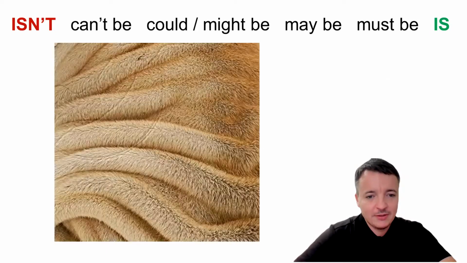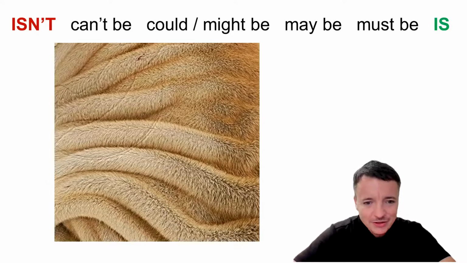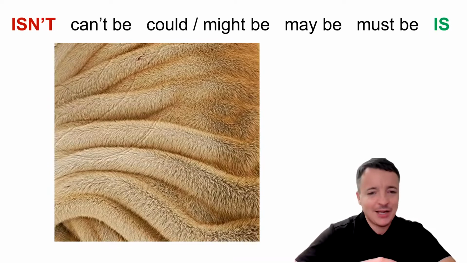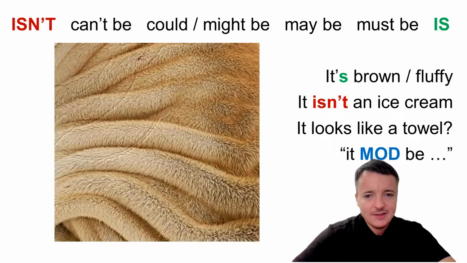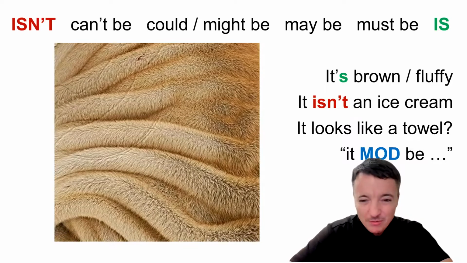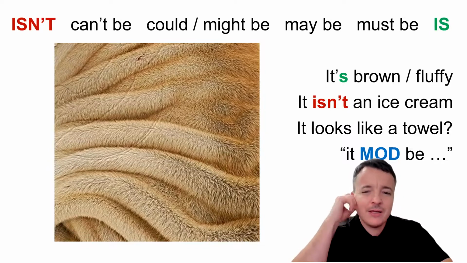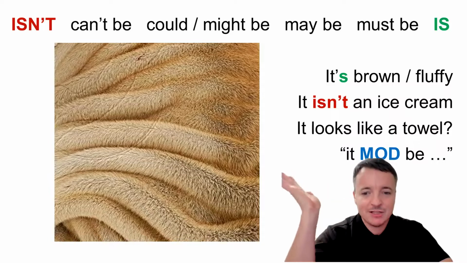Okay, next one. What's this? It looks like the ice cream, but no, that can't be an ice cream again, can it? No, it isn't. It isn't an ice cream. Okay, it's brown. It's fluffy. It isn't an ice cream, not this time. It looks like a towel, bath towel. So it can't be an ice cream.